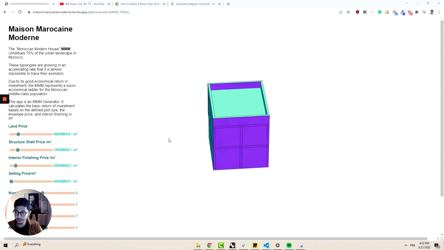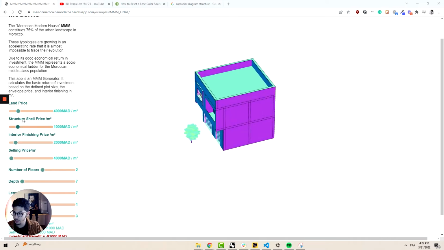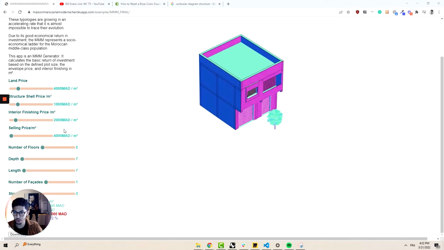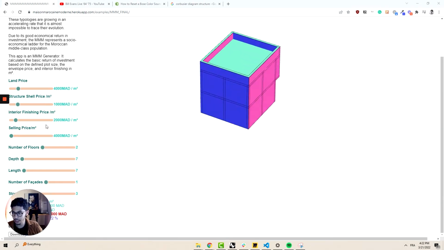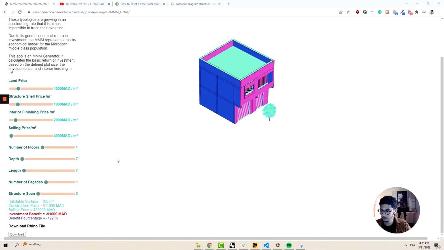The website I created starts by defining land price. Once you define that, you could change the structural shell price and the interior finishing price depending on your needs. And then you would define a selling price. Normally, the selling price is almost double the land price.